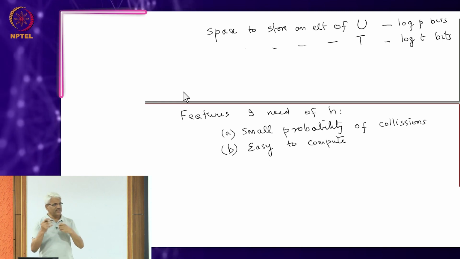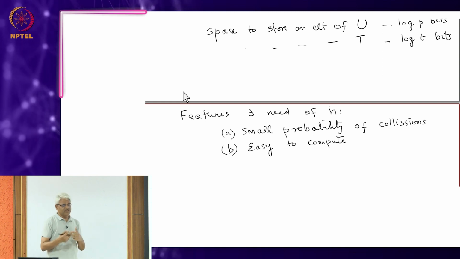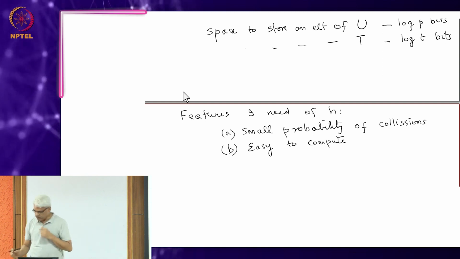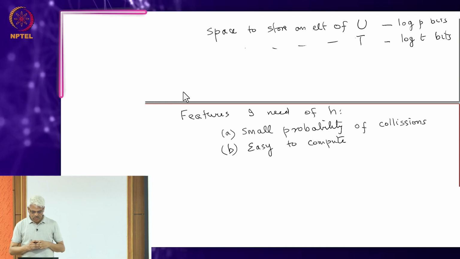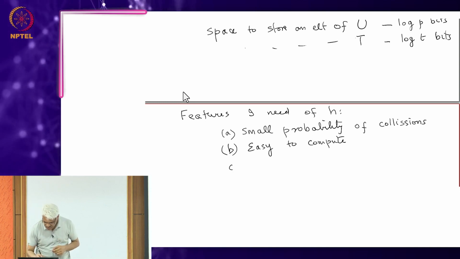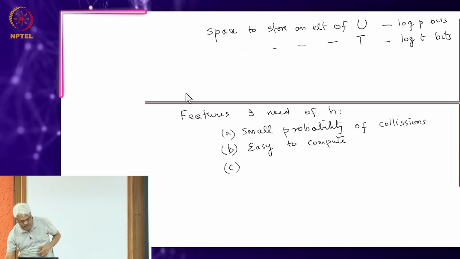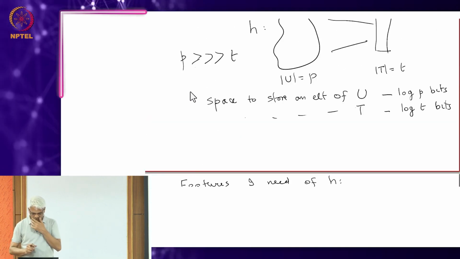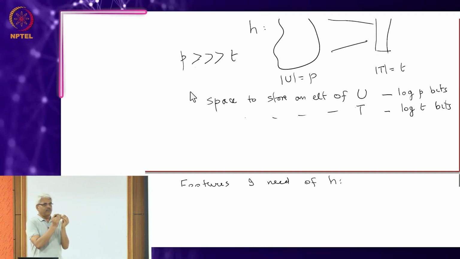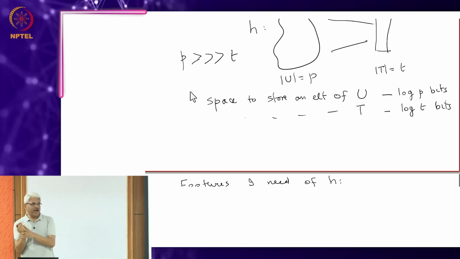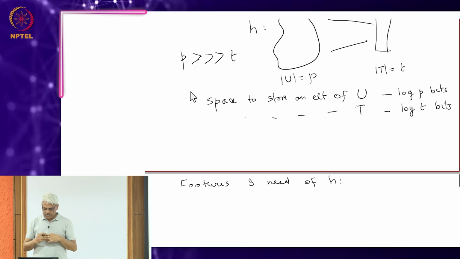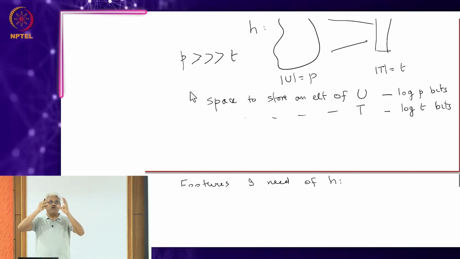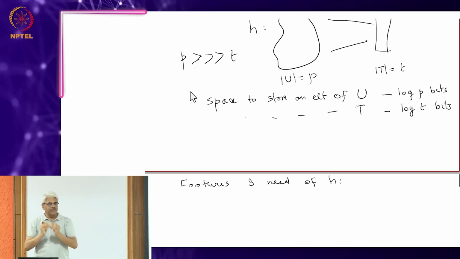Right, if given an x, I should be able to compute h of x easily. What else do I need? Right. So let me come back to the space argument I mentioned. Instead of storing an element, I am going to store h of that element. So let us say for this entire stream, whatever I want to compute, instead of storing x, I am going to store h of x.